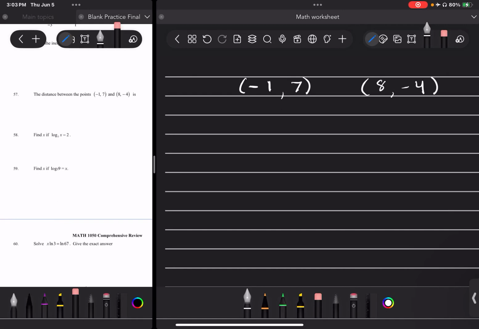All right, this is question 57 for the practice final. This is the distance formula, which is from chapter 11. There's not a lot going on here. There is a formula you can use if you want to.